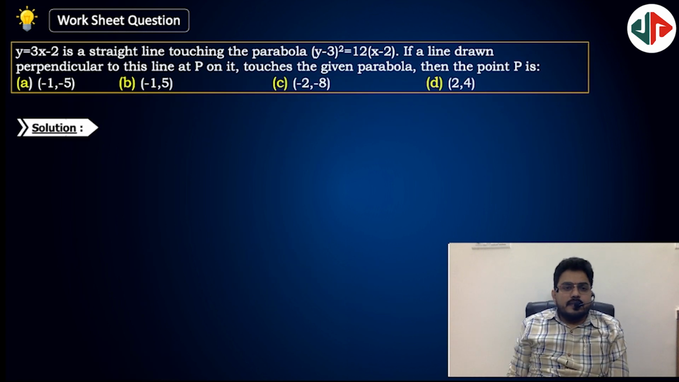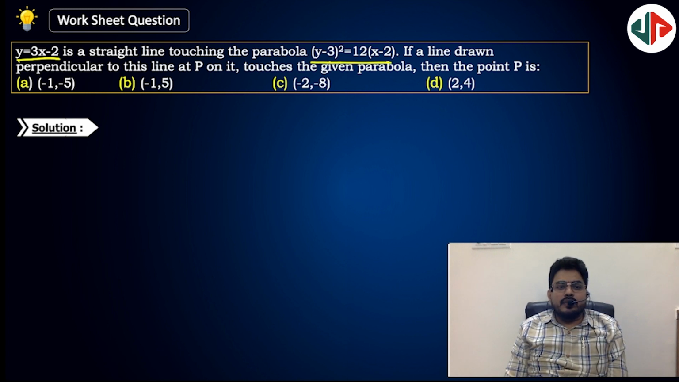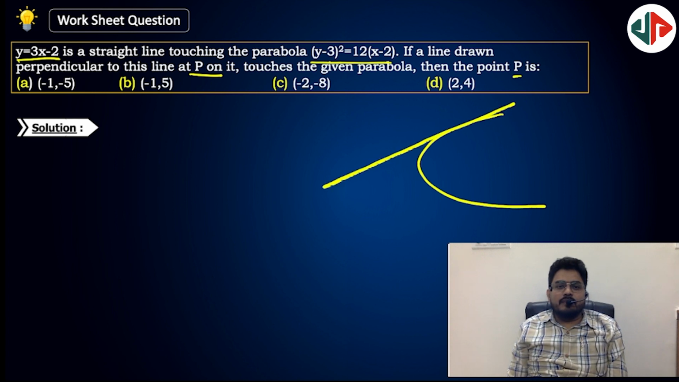Next question: if y equals 3x minus 2 is a straight line touching this parabola, and a line drawn perpendicular to this line at P on it also touches the given parabola, then what is the point P? Let me write the things down. This is the given parabola, y equals 3x minus 2 is touching this one, and a line is drawn perpendicular to this line at P on it.